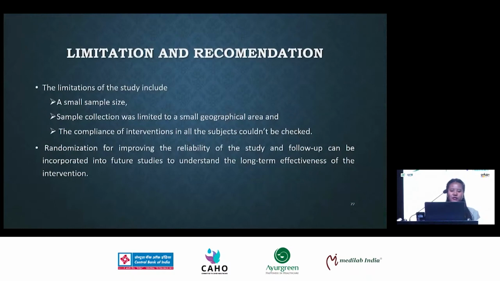Limitations and recommendations. The limitations of the study include a small sample size. Sample collection was limited to a small geographical area, and the compliance with interventions in all the subjects could not be checked. Randomization for improving the reliability of the study and follow-up can be incorporated into future studies to understand the long-term effectiveness of the intervention.